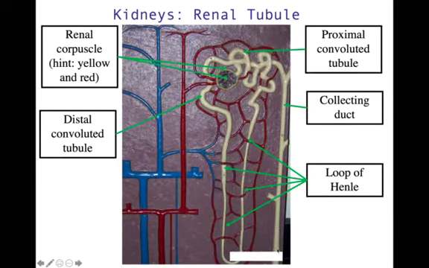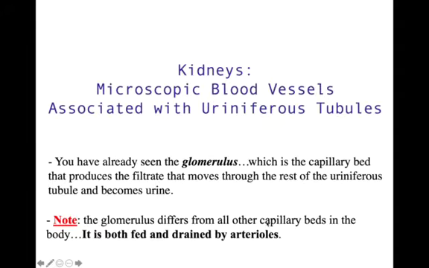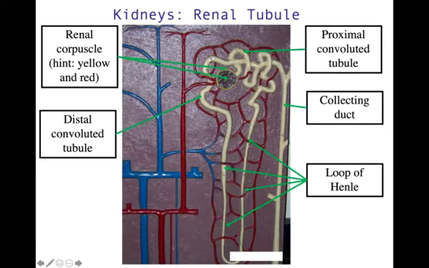Now the collecting duct will then feed into what's called a papillary duct, which is not in your lab manual. So what I want you to do is write in papillary duct, P-A-P-I-L-L-A-R-Y, duct. So the collecting duct merges into a papillary duct, and it's that papillary duct that then feeds the urine into the minor calyx. All right, so we have a pathway now.